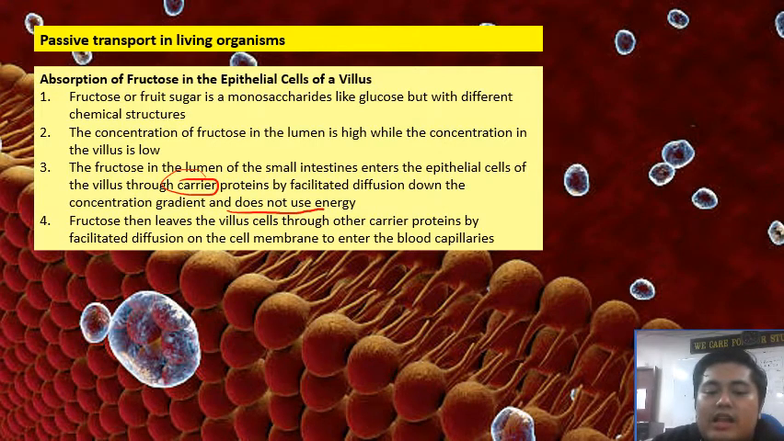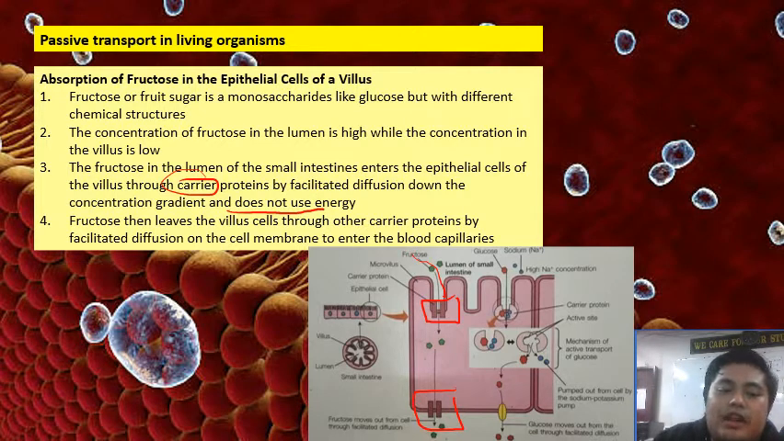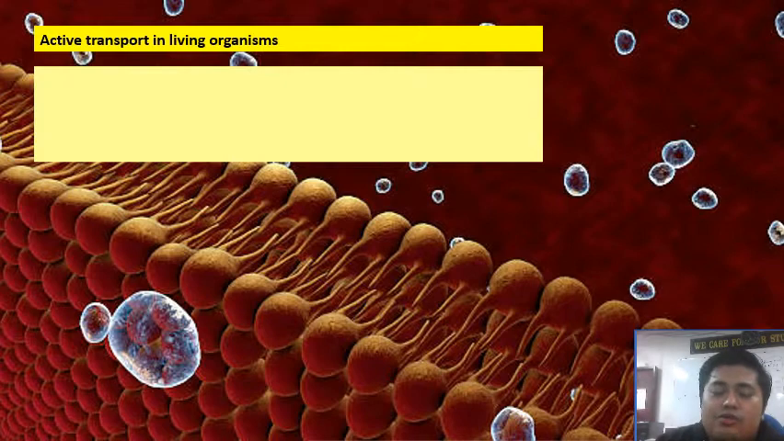So bila dia guna bantuan carrier protein dan menuruni kecerunan, maksudnya dia adalah passive transport and does not require energy. So the fructose leaves the villus cell through the other carrier protein by facilitated diffusion of the cell membrane to enter the blood capillary. Okey, dengan kata lain, fructose tadi dia akan masuk dekat satu carrier protein dan dia akan keluar pada carrier protein yang lain. Itulah apa yang dimaksudkan dengan absorption of fructose. Okey, tadi itu adalah contoh-contoh untuk passive transport. Sekarang kita tengok untuk active transport pula.